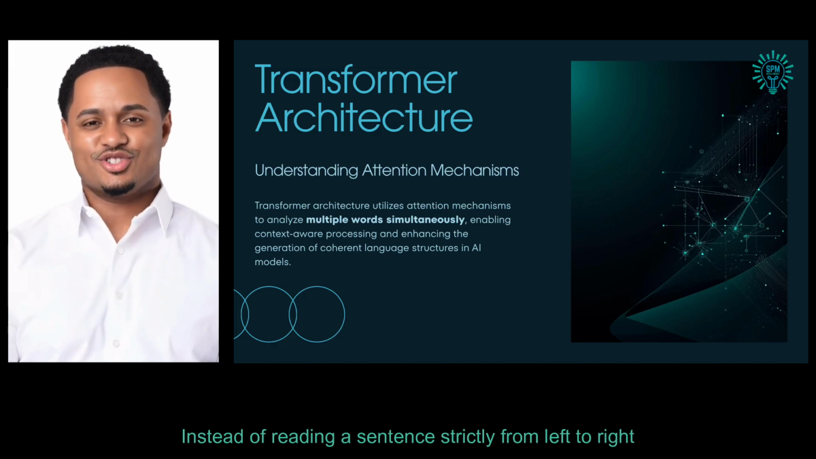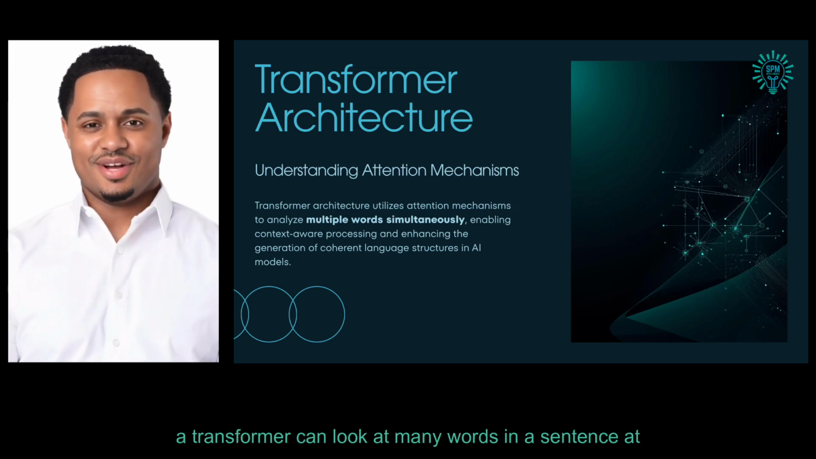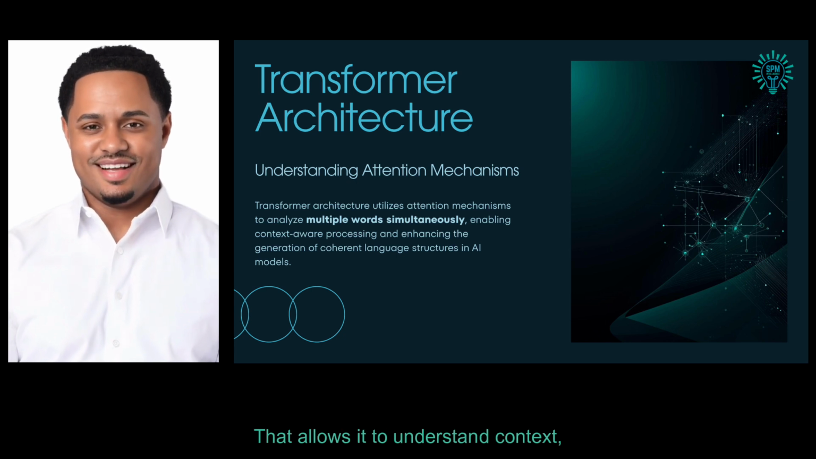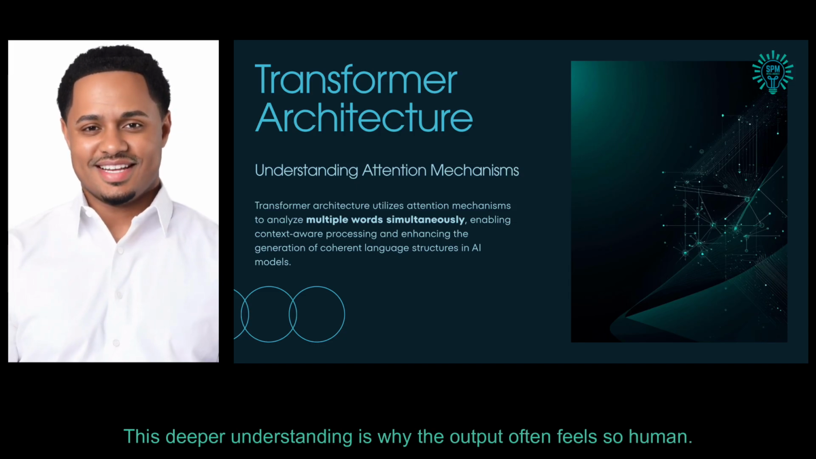Instead of reading a sentence strictly from left to right and losing track of the big picture, a transformer can look at many words in a sentence at once and decide which ones matter most. That allows it to understand context, like whether heavy metal box is about weight and material or about music. This deeper understanding is why the output often feels so human.